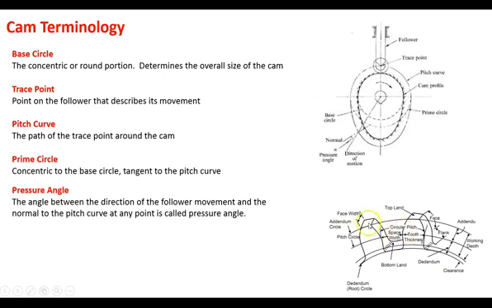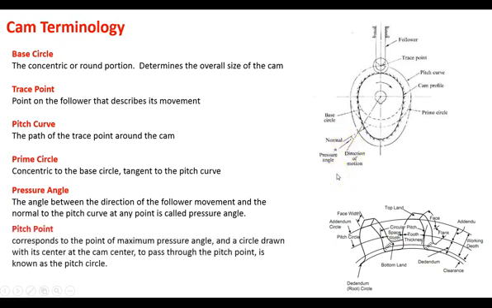You also have a pressure angle when you have an involute in gears. So the angle between the direction of the follower movement and the normal to the pitch curve at any point is called the pressure angle. In this case, the pressure angle is still referred to as alpha. And then last is the actual pitch point. And this corresponds to the point of maximum pressure angle, and a circle drawn with its center at the cam center to pass through the pitch point is known as the pitch circle.